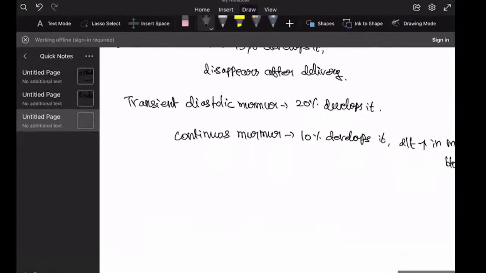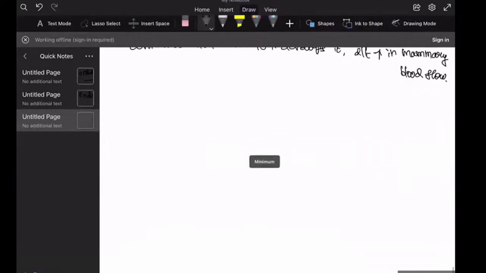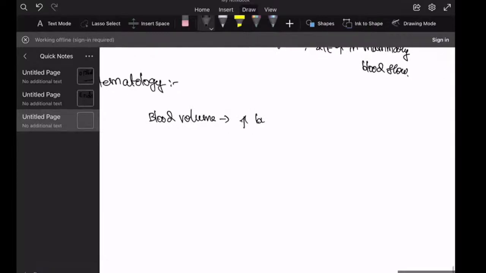This is with the heart. Then we go for hematology. Blood volume increases by a minimum of 30 to 45%, peaking at 32nd to 34th week. So the cardiac output reaches peak at 32nd, 34th week. Blood volume increases, peak 32nd, 34th week. Remember that.